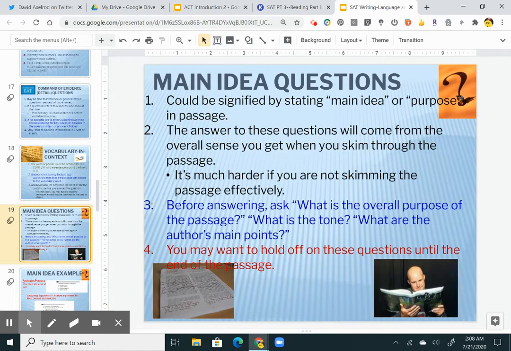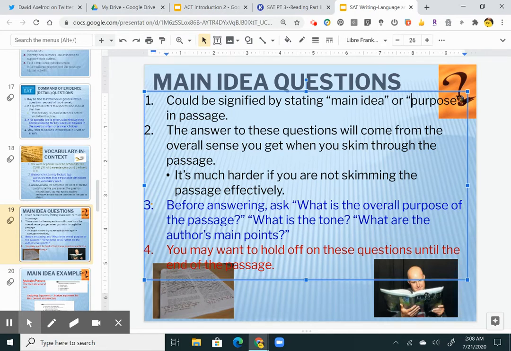Another common type of question, main idea, usually signified by the question stem: main idea or purpose of the passage is another example of what signifies a main idea question. Again, important in understanding the types of questions to be able to tackle them. The overall sense you get when you skim the passage. You need to be skimming the passage effectively. So before answering, ask yourself, what's the overall purpose? What's the tone? What are the author's main points?